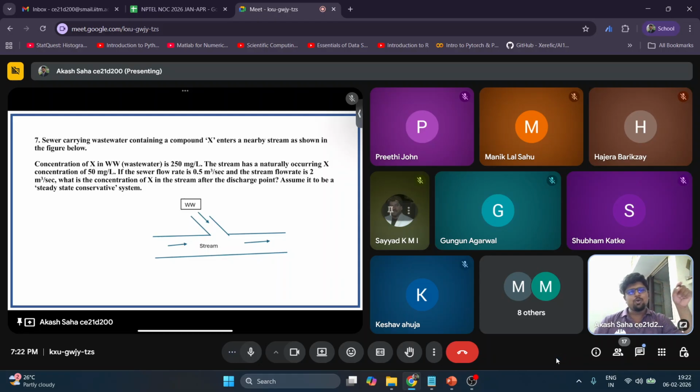So when you do Q in C in, Q is meter cube per second and C is milligram per liter or milligram per meter cube. So meter cube will cancel. You will get milligram per second. So milligram per second is nothing but mass by time. So in mass conservation, we always conserve the mass per unit time.